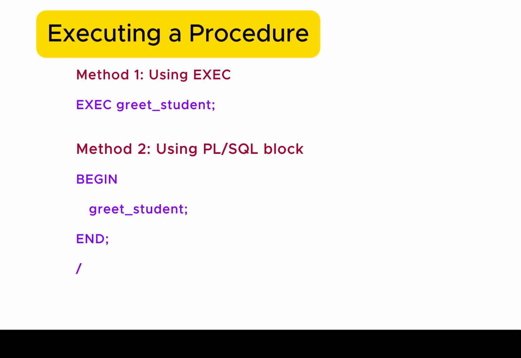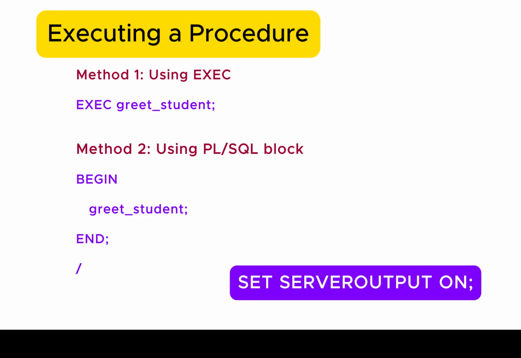Now the question is, how do we run a procedure? Method 1, using EXECUTE. Use the EXECUTE command and the procedure name, greet_student. Method 2, using a PL/SQL block. Begin, call the procedure named greet_student, end, slash. Both are correct. Make sure to write SET SERVEROUTPUT ON before executing the procedure. Otherwise, output will not appear.